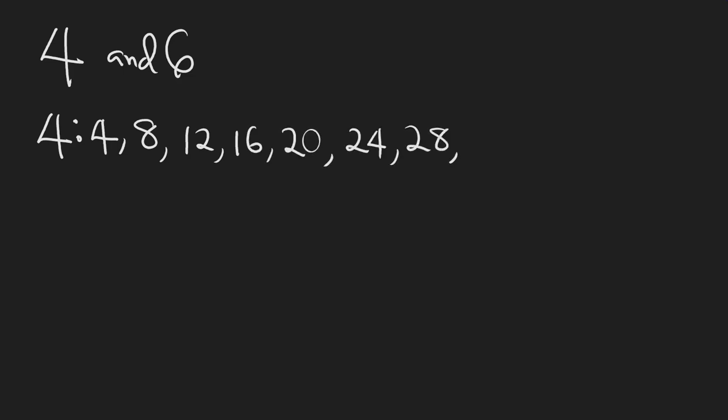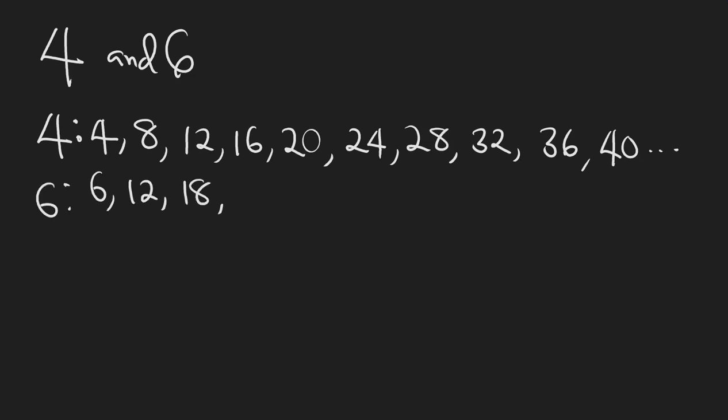So the first thing to do is find the multiples of 4, which are 4, 8, plus 4 is 12, plus 4 is 16, 20, 24, 28, 32, 36, 40, and so on. Then that of 6 is what? What are the multiples of 6? We have 6, 12, 18, 24, 30, 36, and 42, and so on.